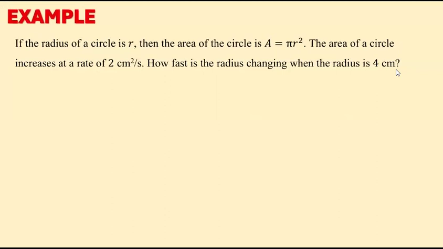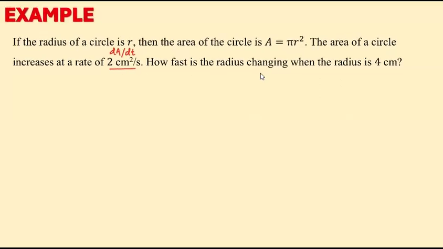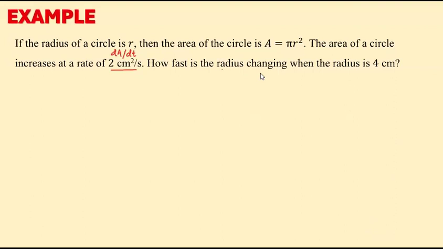So what is given here is the area is increasing. You can see the area of the circle increases at the rate of 2 centimeters squared per second. That is change in area with respect to time. dA over dt is 2 centimeters squared per second. We have to find how fast is the radius changing. So we are looking for change in radius, dr over dt. And we are doing this calculation when radius is 4 centimeter. So the value of the radius is 4.